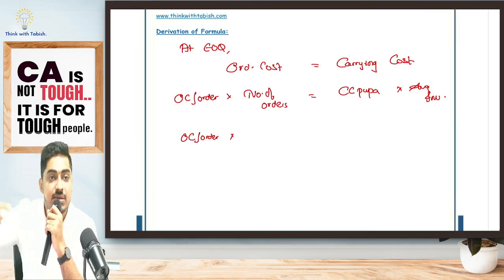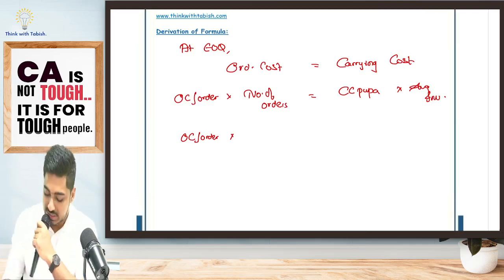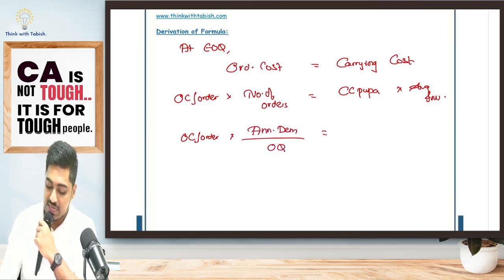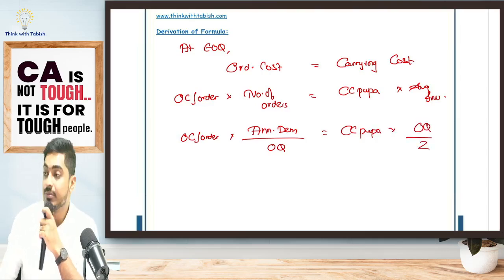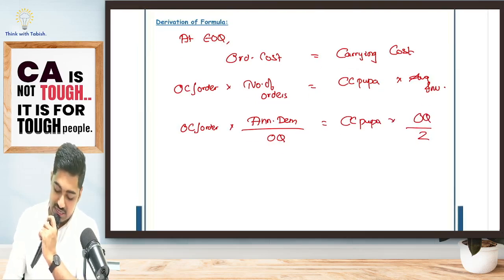How many times should I order? How do I get it? It is annual demand of raw material divided by ordering quantity. Yes, carrying cost per unit per annum into average inventory. If I simplify, it is ordering quantity divided by 2. Yes or no, everyone? Same thing.